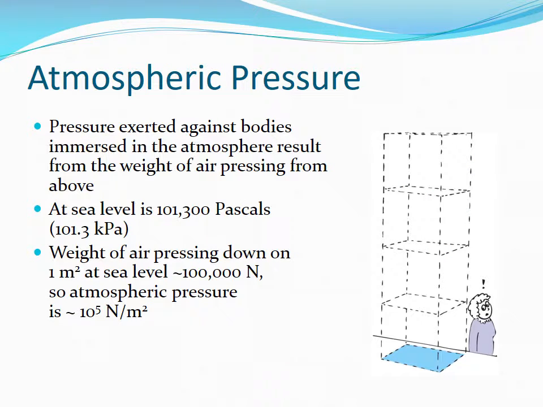Atmospheric pressure exerted against bodies immersed in the atmosphere results from the weight of air pressing from above. At sea level, it is 101,300 pascals, or 101.3 kilopascals. The weight of air pressing down on 1 square meter at sea level is around 100,000 newtons. So atmospheric pressure is 10 to the 5 newtons per meter squared.